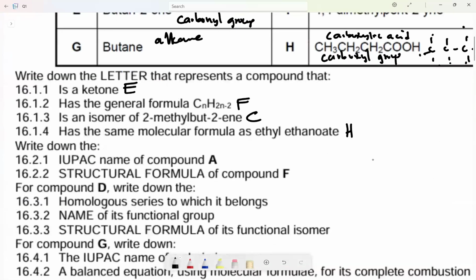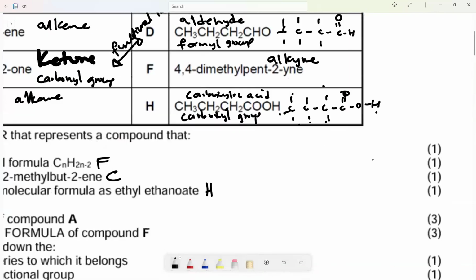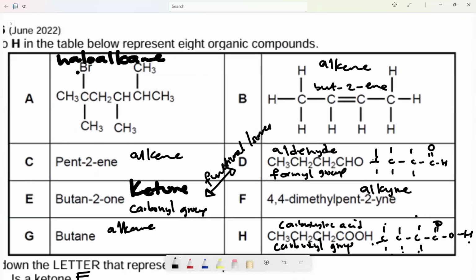Now, they say to us 16.2.1, IUPAC name of A, for 3 marks. Now we want to check. Remember, this is a haloalkane. When we name a haloalkane, we do not prioritize a functional group. We prioritize the one that gives us the least number of branches. Longest chain: 1, 2, 3, 4, 5, 6. So this is the longest chain.